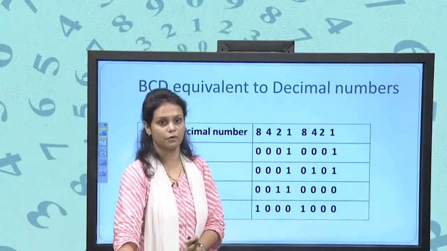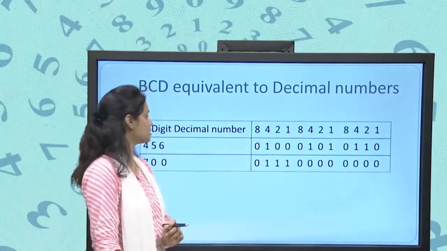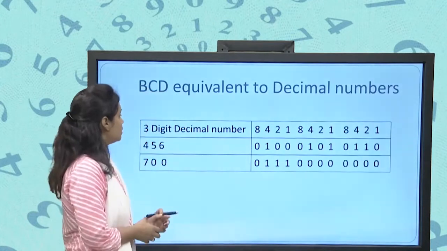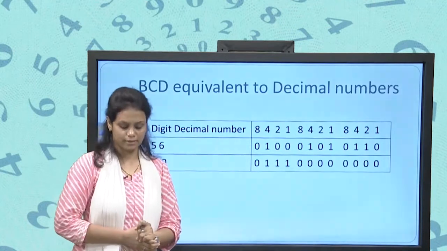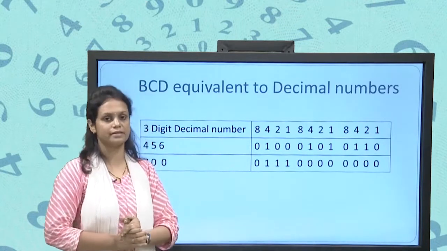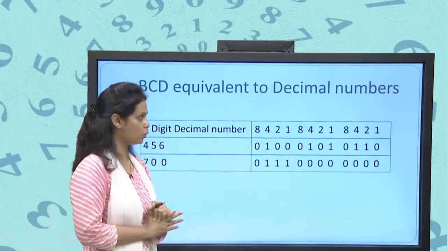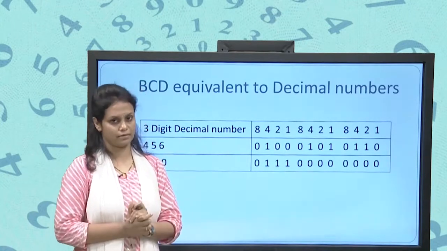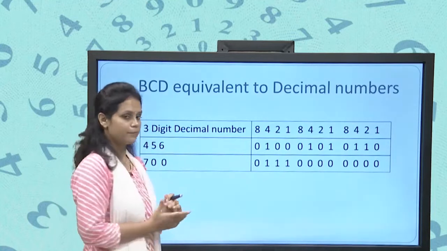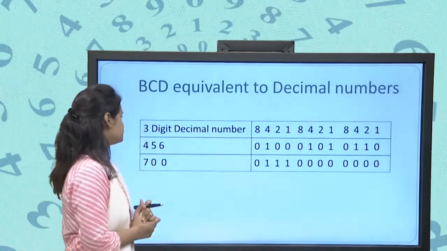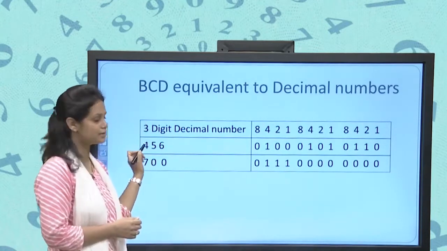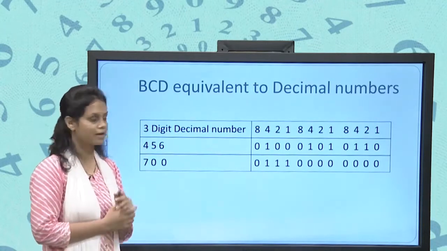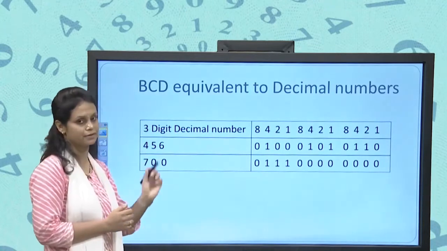We will see some more examples, so I will get your idea clear. Next we will see the example of a 3-digit decimal number, and we are going to convert this 3-digit decimal number to binary coded numbers, to the BCD. Now see, we are having the first number, that is 456.